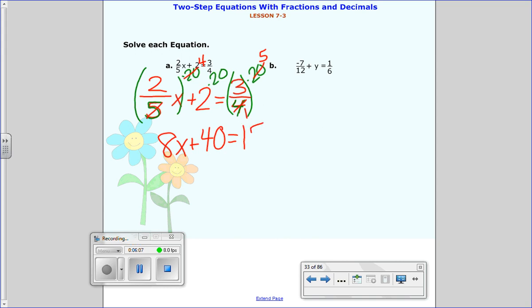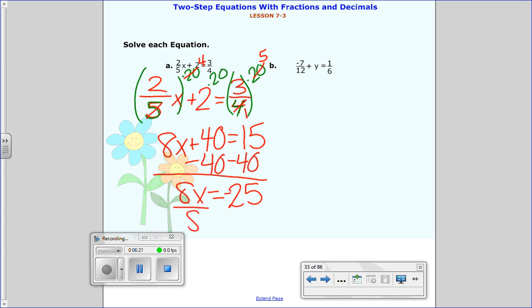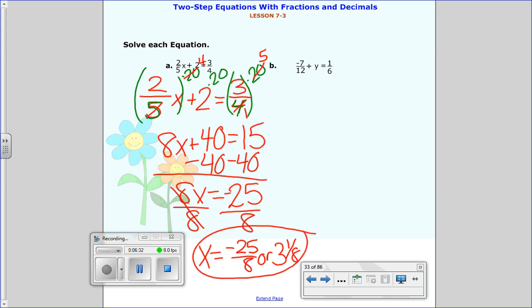3 times 5 is 15. I subtract 40, and I'm left with 8x is equal to negative 25. 40 is bigger, so it'd be negative. So I divide it by 8, and I'm left with x is equal to negative 25/8, or negative 3 1/8. All right, so now it's your turn. I would like you to try to solve B, and when you're all done, come back and check your answer.